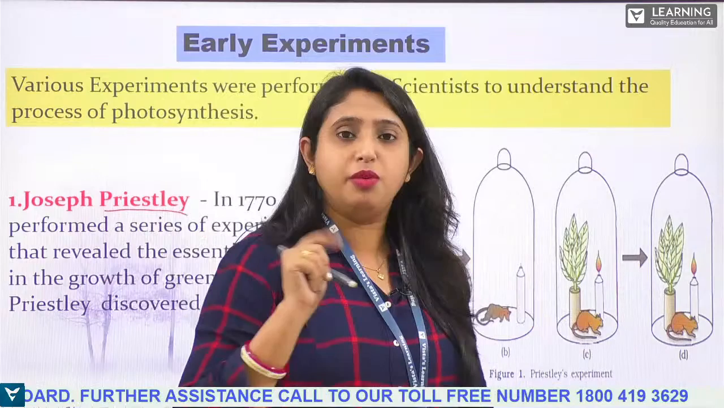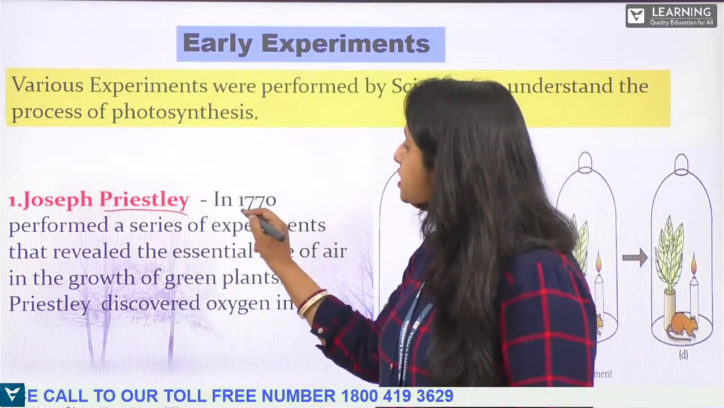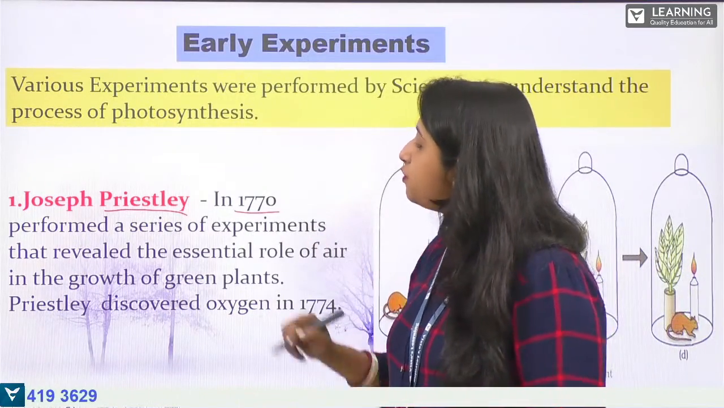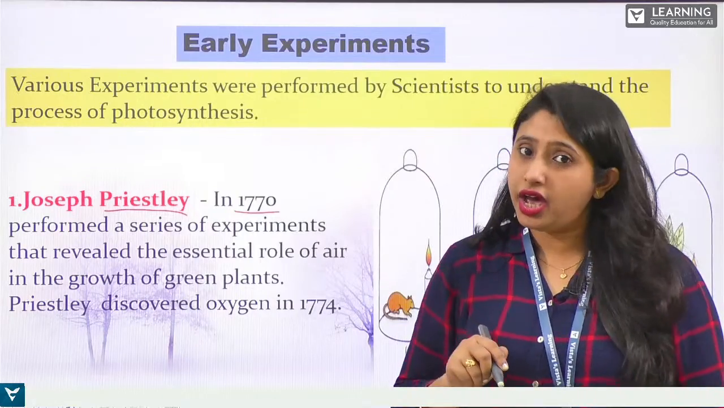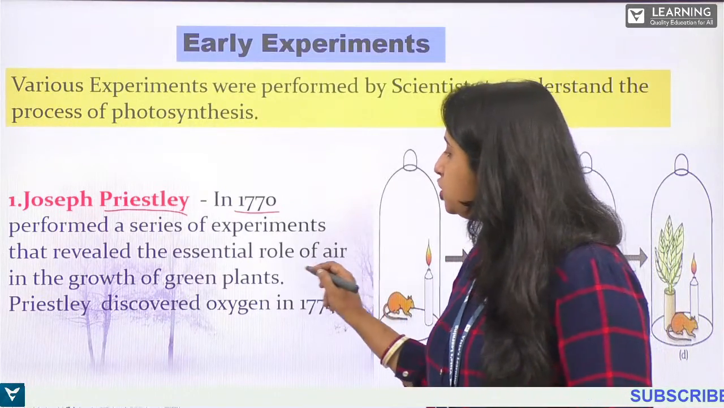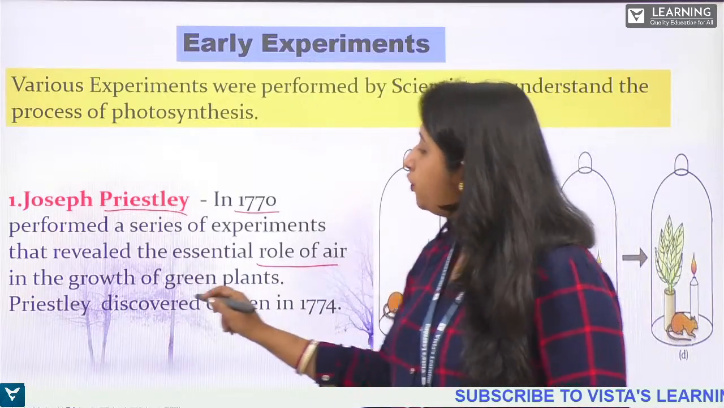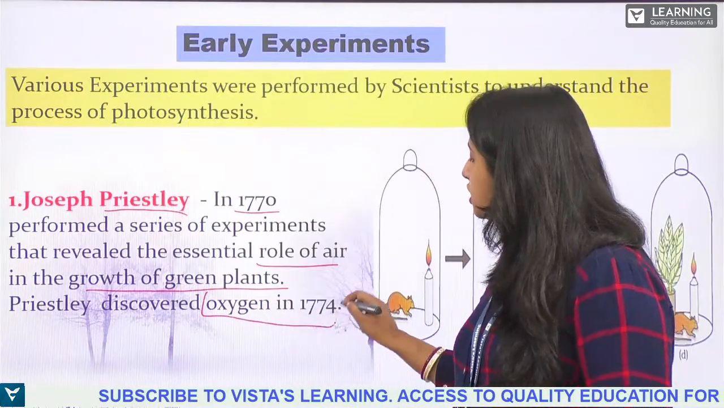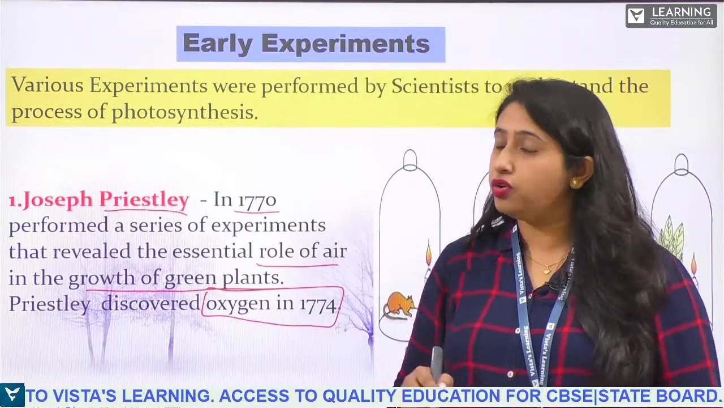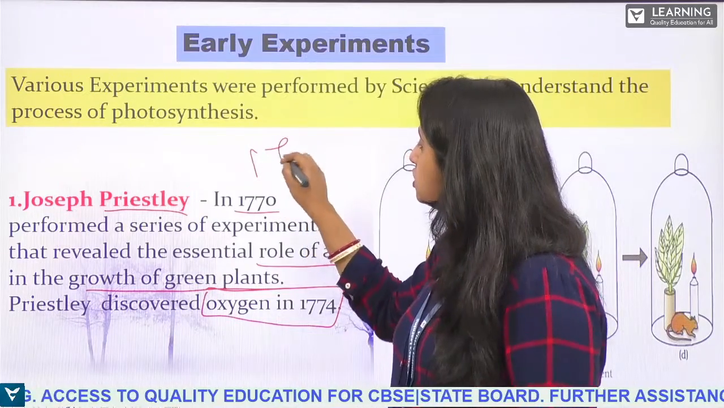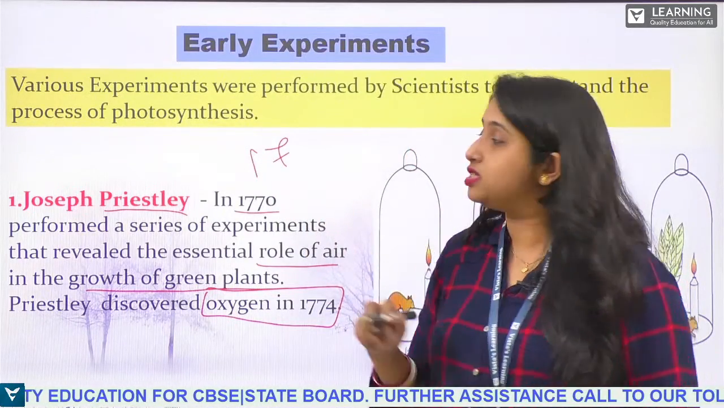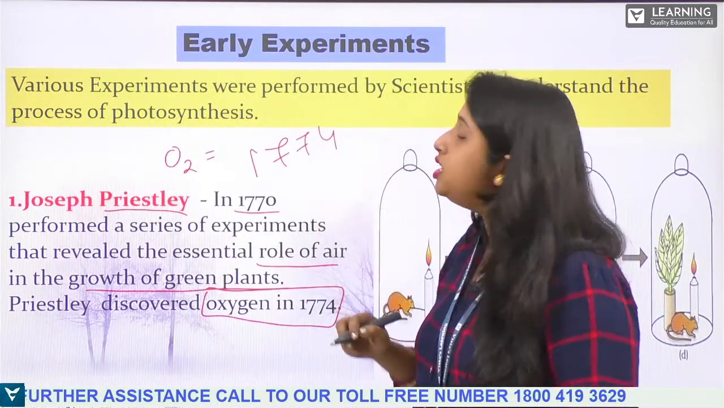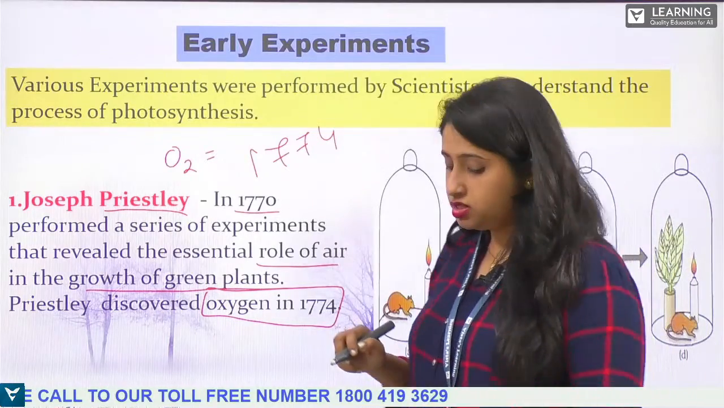Four requirements he needed. In 1770 he performed a series of experiments which revealed that oxygen is very much essential, that is, the role of air in the growth of green plants, and he discovered oxygen in the year 1774, right? Priestley discovered oxygen in 1774.